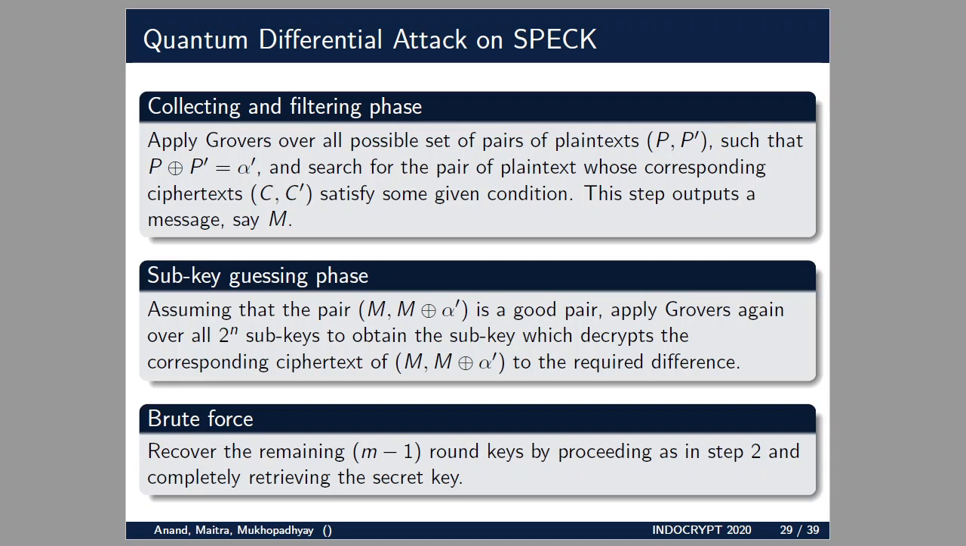Now in the second phase, assuming that M and M XOR alpha dash is a good pair, we apply Grover's again over all 2 to the power n subkeys to obtain the subkey which decrypts the corresponding ciphertext to the required difference. And at the last, we try to recover the remaining m-1 round keys by proceeding as in step 2. And in SPECK, if we can find m round keys, we can retrieve the complete secret key.